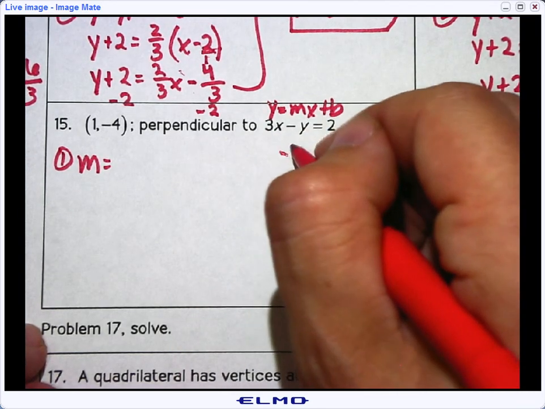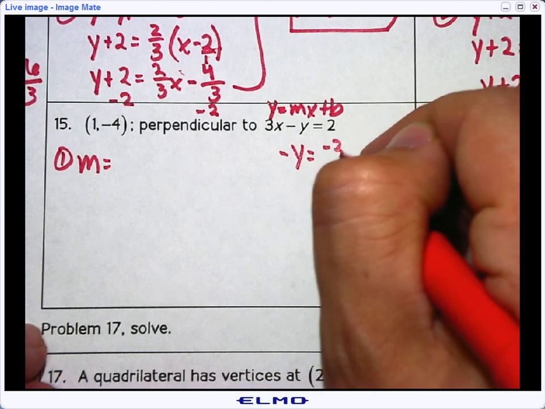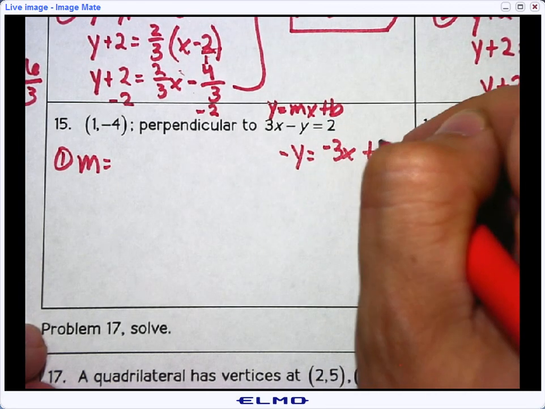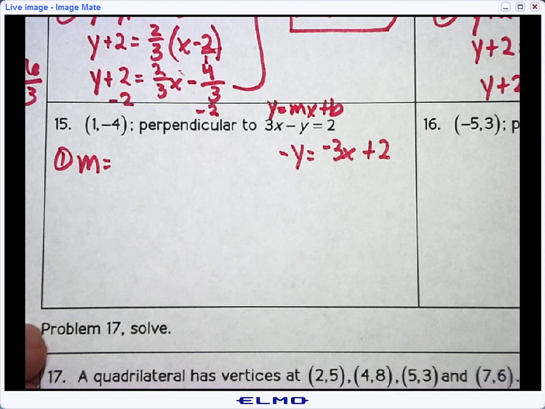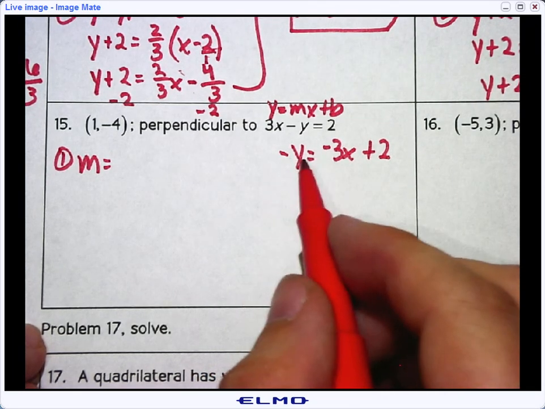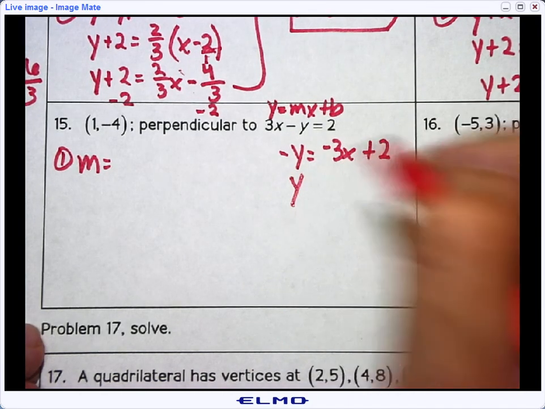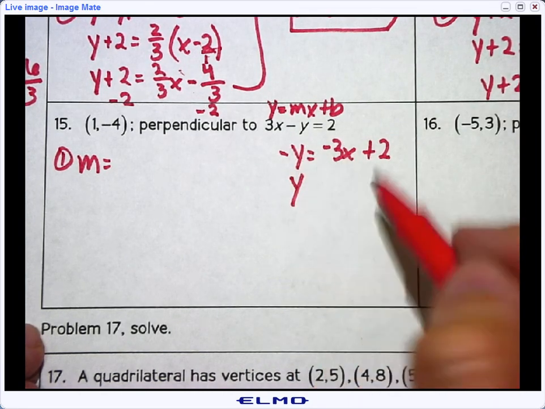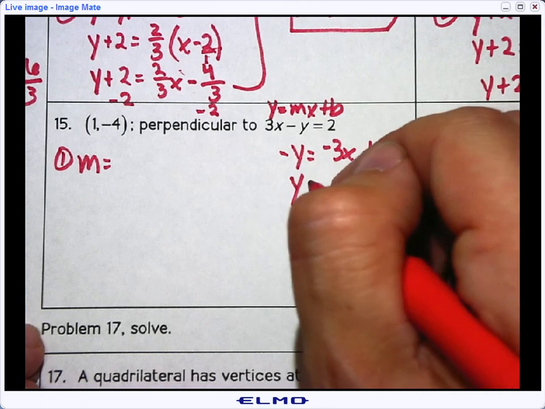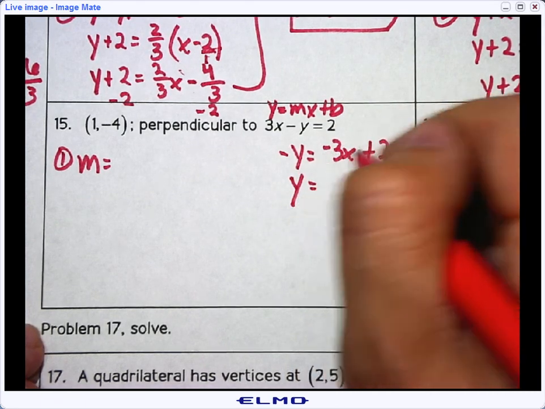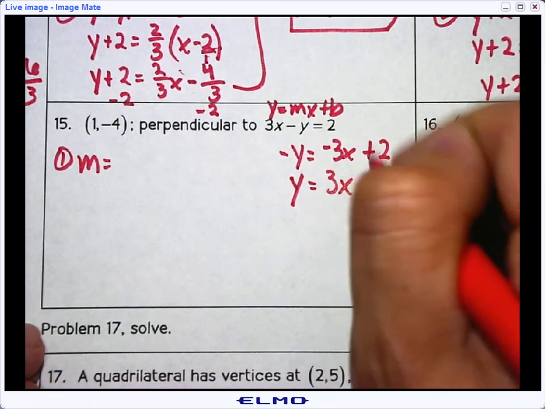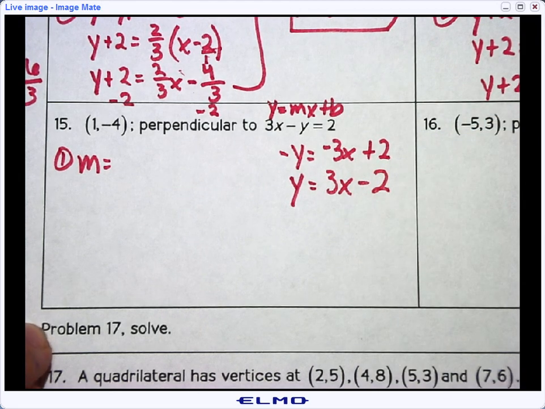The negative y is going to drop down, put the negative 3x up front. That's a positive or plus 2. This says negative y. We don't want negative y. We want positive y. So you're basically going to multiply everything by negative 1 just to flip all the signs. So that negative y becomes a positive y. That negative 3x becomes a positive 3x. That plus 2 becomes a minus 2.